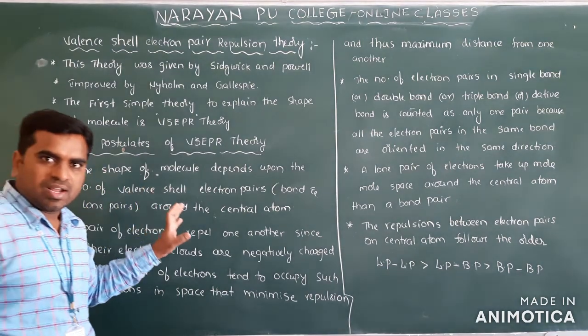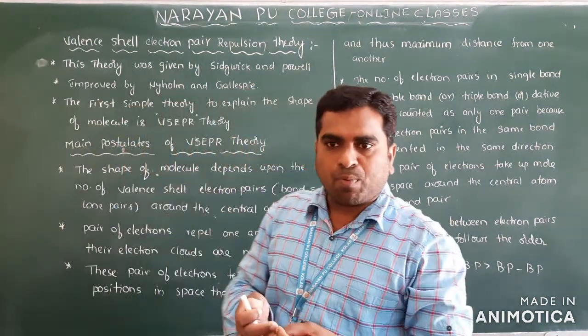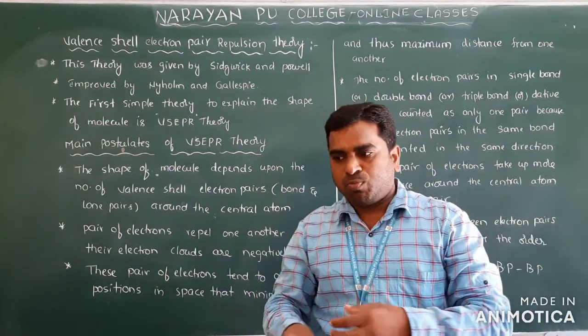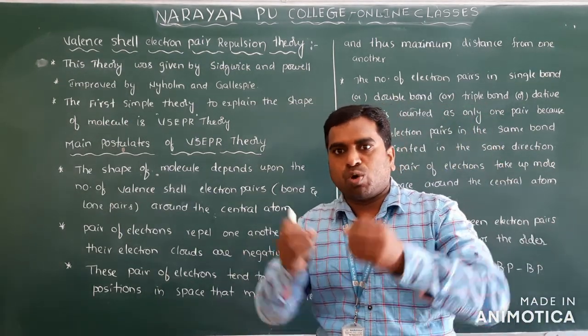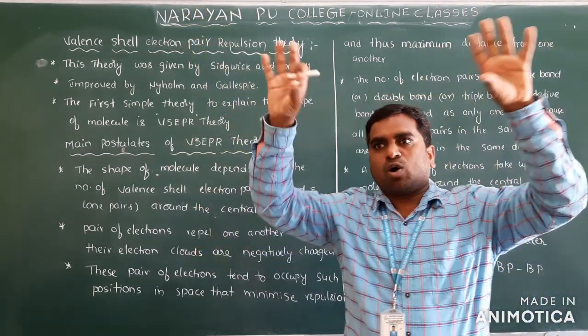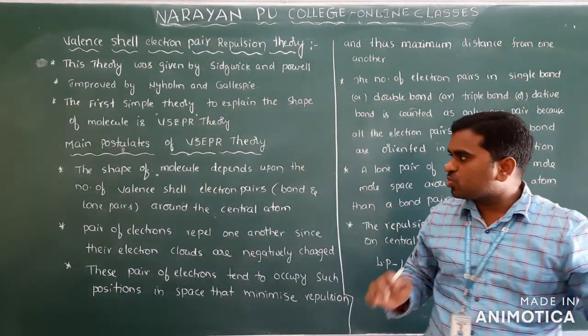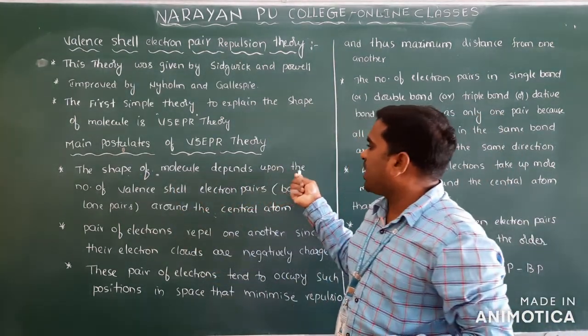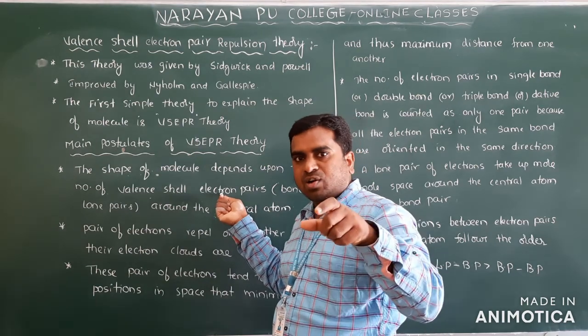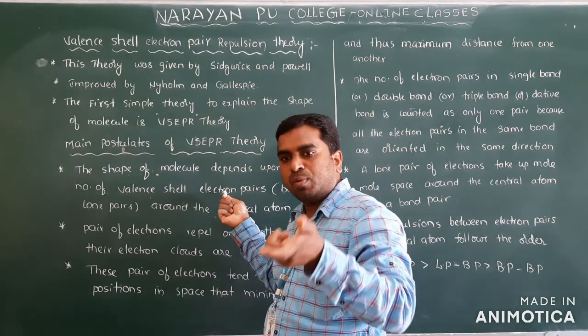I already mentioned, the shape of the molecule depends upon the number of bond pairs and lone pairs. The more the bond pairs and lone pairs, the more the repulsions, and they move away from each other in space and occupy a definite position. Clear? So that's why the shape of the molecule depends upon the number of valence shell electrons. Valence shell electrons means what? Bond pairs and lone pairs.